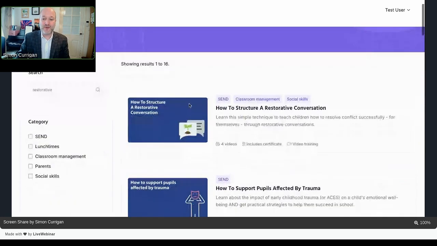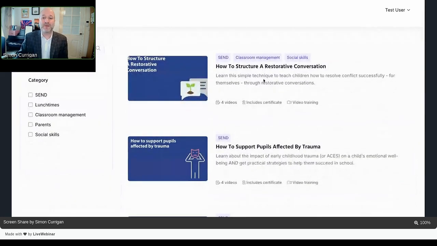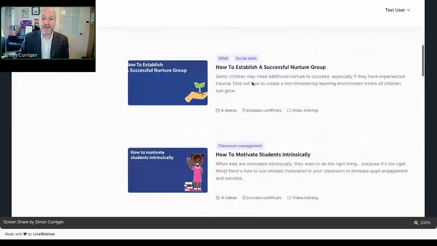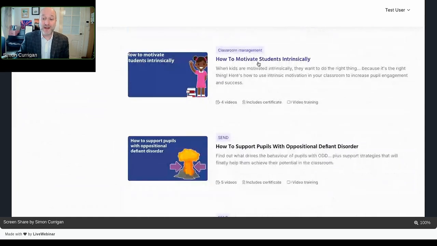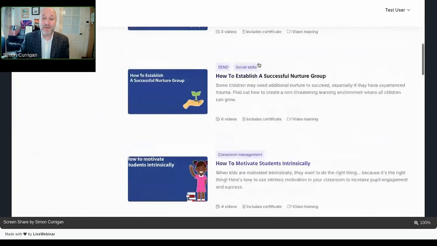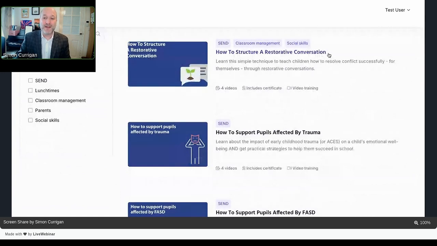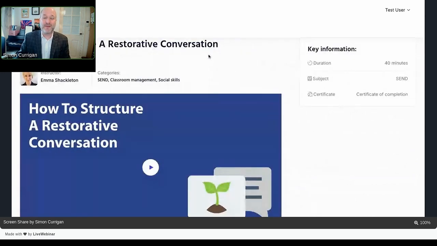And now I've got a training resource on how to structure a restorative conversation. Restorative practice is mentioned in trauma and the FASD units, also about motivating students intrinsically. So I've got a selection of options there. I mean, the obvious one to go with is how to structure a restorative conversation, and that would form the backbone. So maybe I'm going to train everybody on that resource.